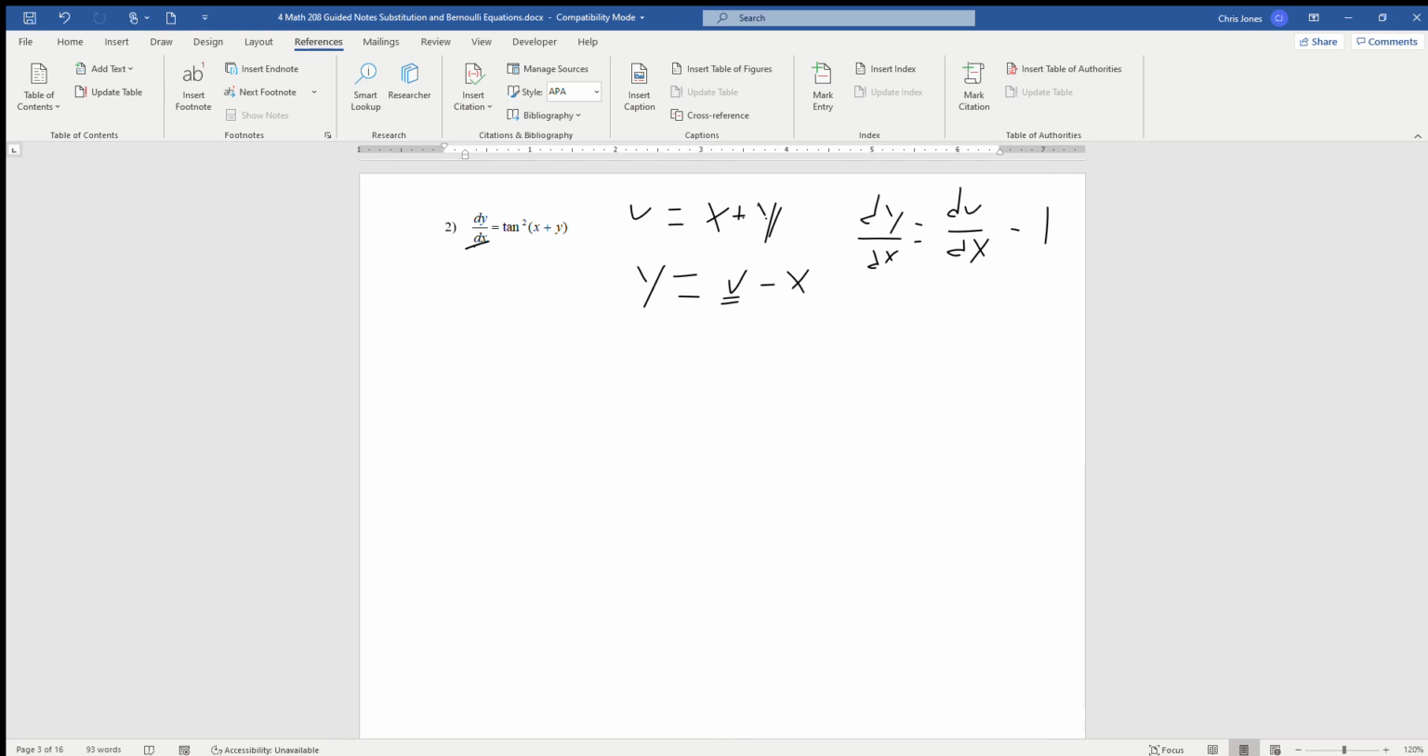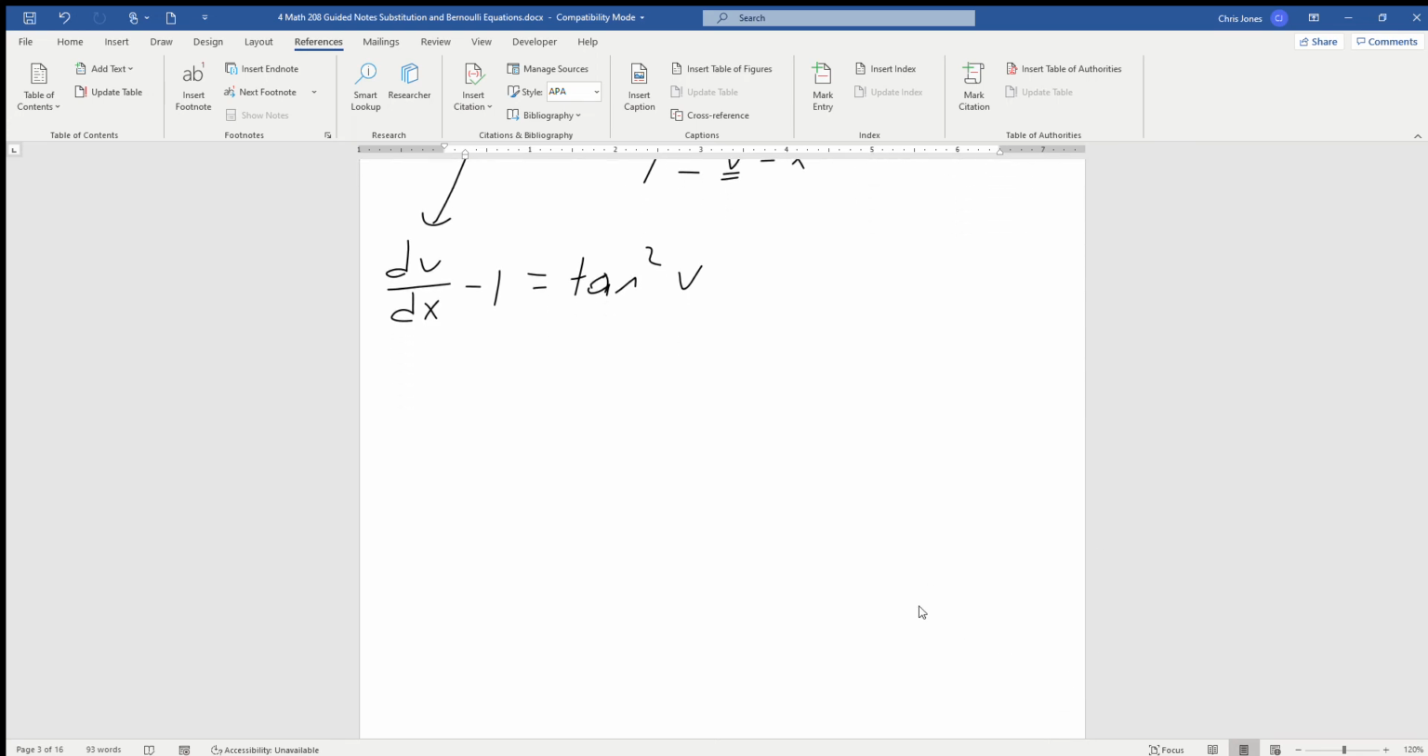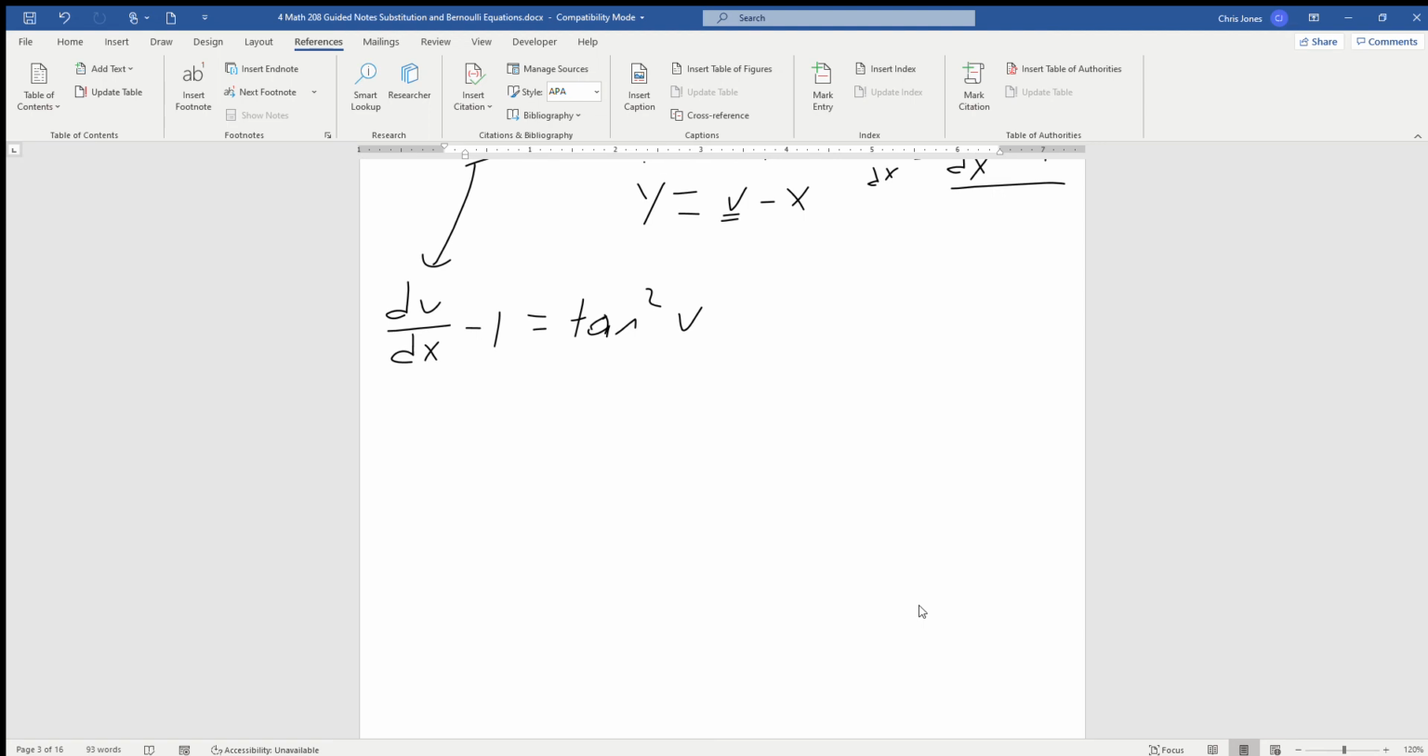So dy/dx, which is dv/dx minus 1, equals tan squared of xy, and xy is equal to v. So we get tan squared of v. Now, at this point, we have to decide what type of differential equation we have. This one looks like it's going to be tough, but in fact, it doesn't work out to be all that bad. Because if we remember our trigonometric identities, particularly the Pythagorean identities, if we add 1 to both sides, we can rewrite this as dv/dx is going to be equal to tan squared v plus 1.